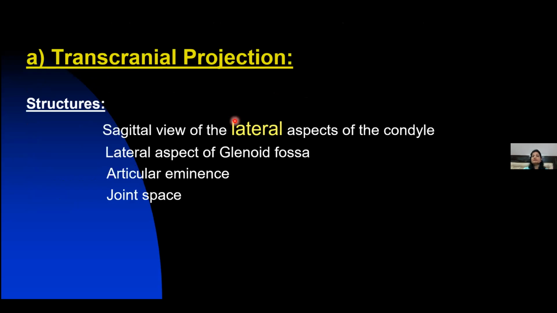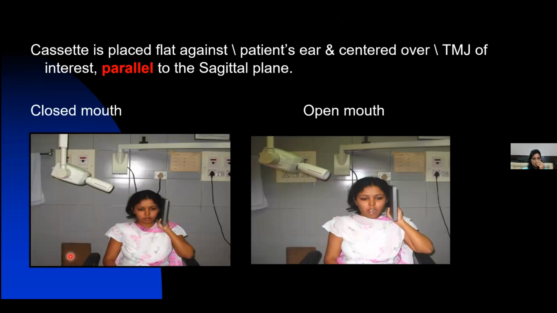So transcranial is a lateral projection. First of all, you have to remember sagittal view of condyle. So if I want to see the lateral condyle, I will go for transcranial view: lateral aspect of fossa, articular eminence and space. So cassette positioning is same as laterals, right? Lateral obliques. So cassette is placed flat against the patient, centered over the TMJ, parallel to the mid-sagittal plane, right?